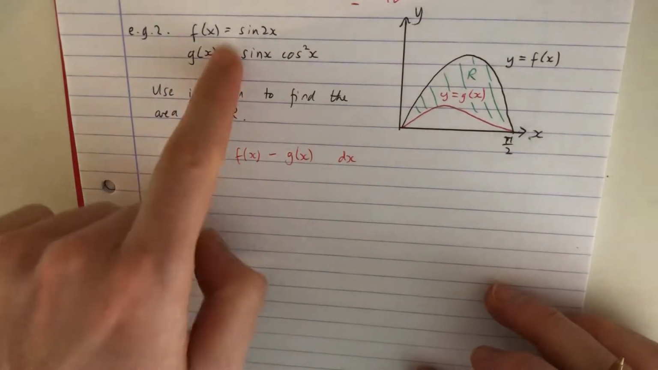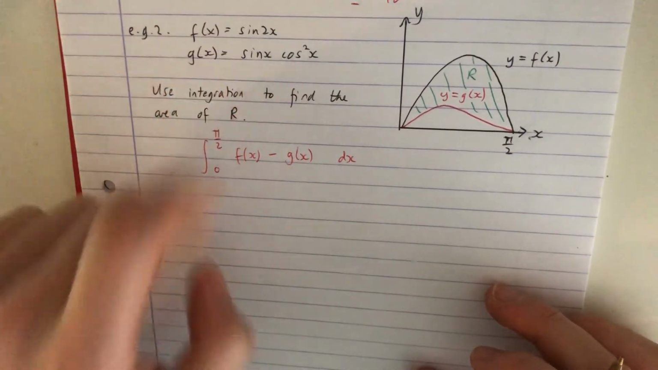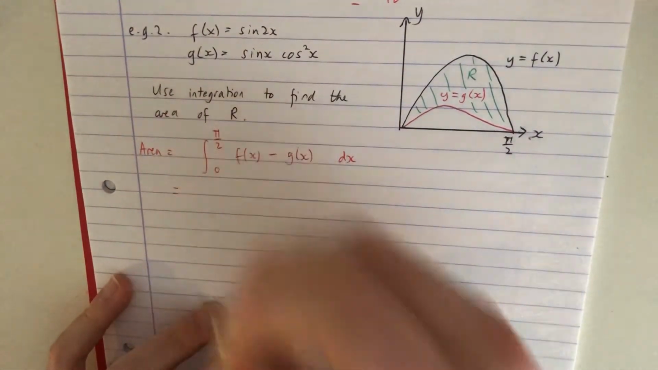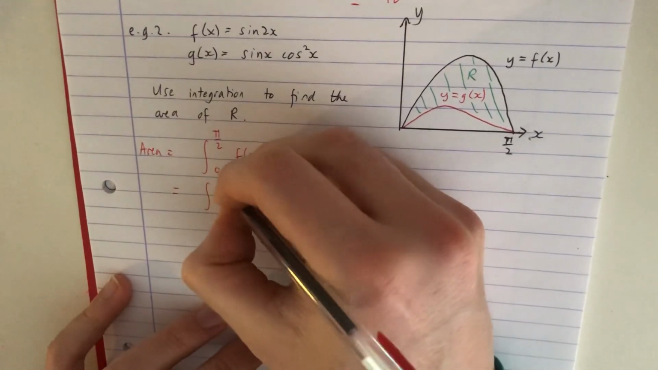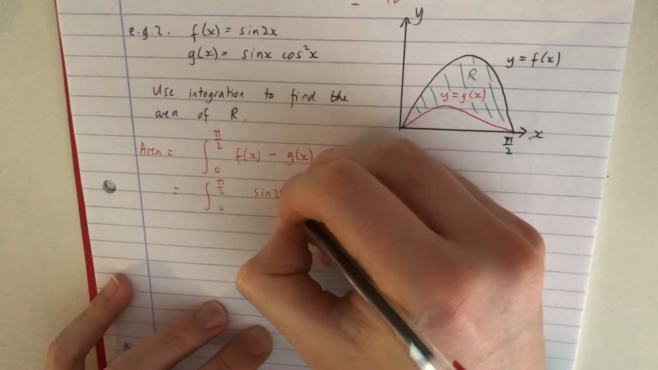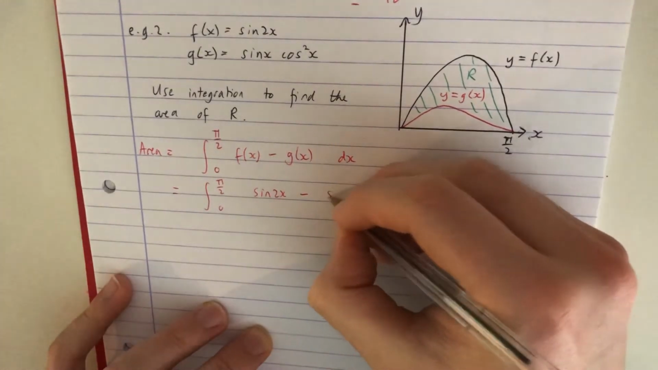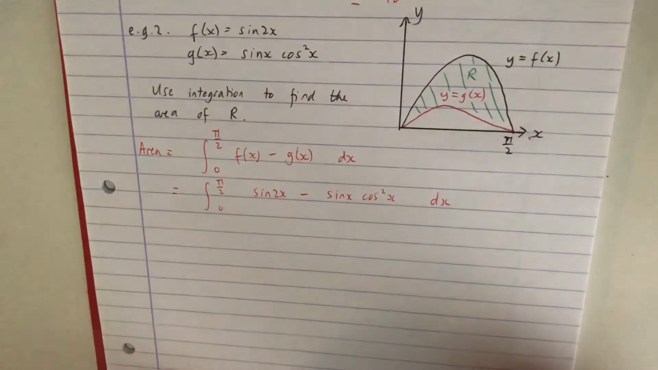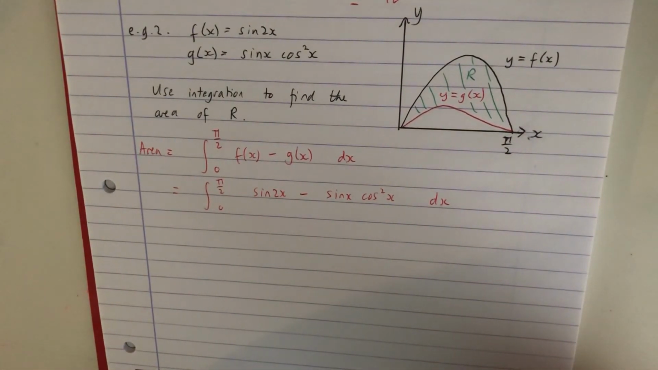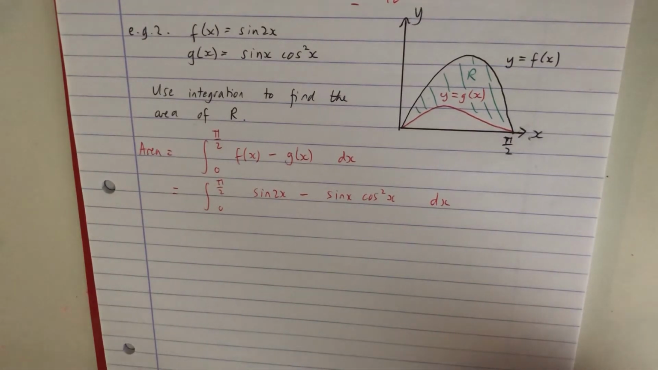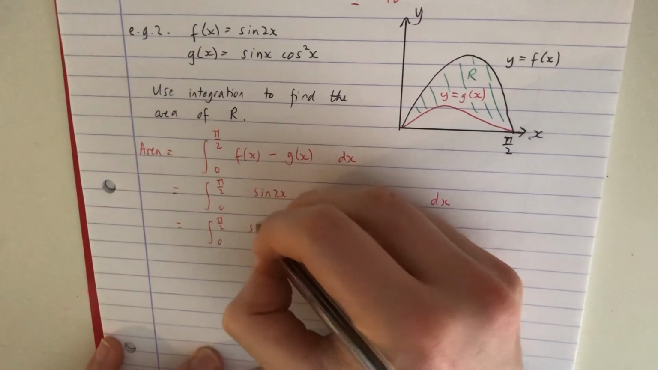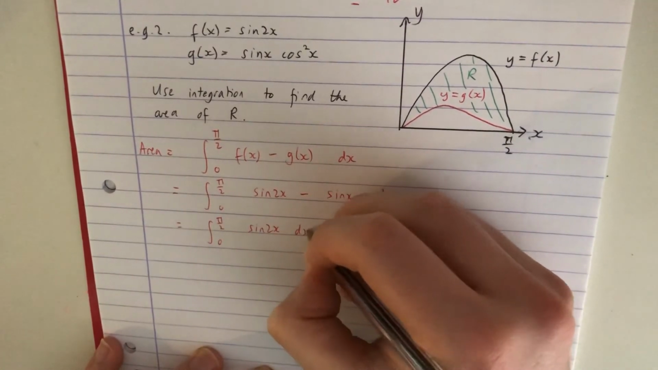Okay, they tell me what f of x is, they tell me what g of x is, so area equals that. Substitute those in, so we got sine 2x minus sine x cos squared x dx. Okay, I'm going to split these up. I feel like that's going to make this question a little bit easier.